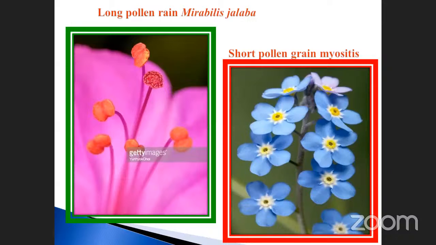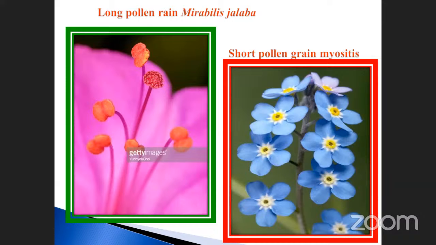See, this is the structure of Mirabilis jalapa. Here the pollen grain is of a very large nature. This is a sorted form, Mirabilis jalapa. This is also Myosotis, sorted pollen grains. Here, a very small one is there. Here is the longest one.